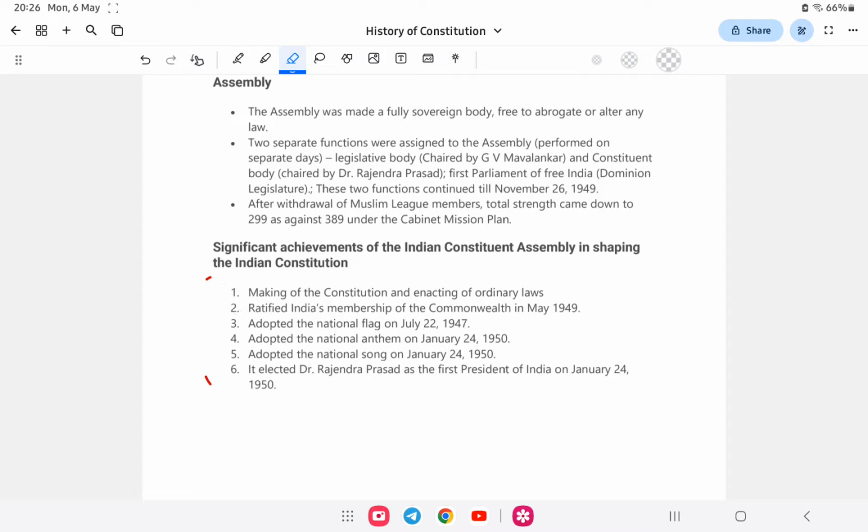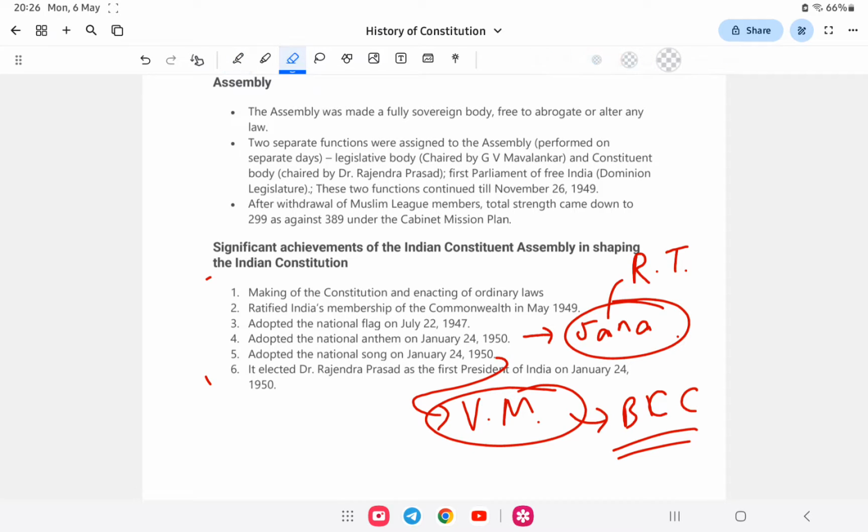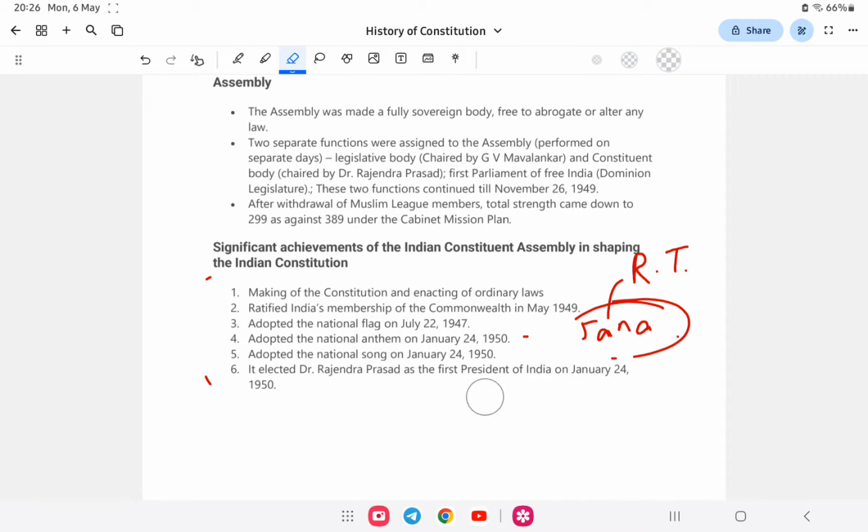One thing to note: the national anthem is Jana Gana Mana, and the national song is Vande Mataram. Jana Gana Mana was written by Rabindranath Tagore, and Vande Mataram by Bankim Chandra Chatterjee. So this is the entire history of the Constitution of India.